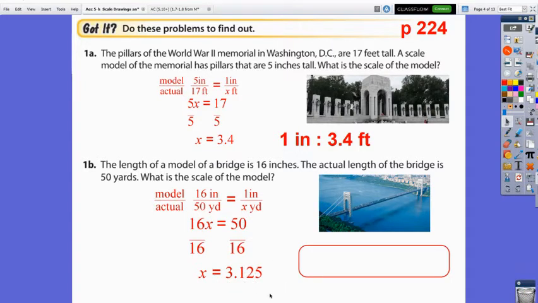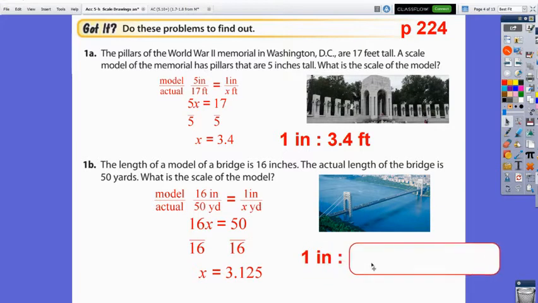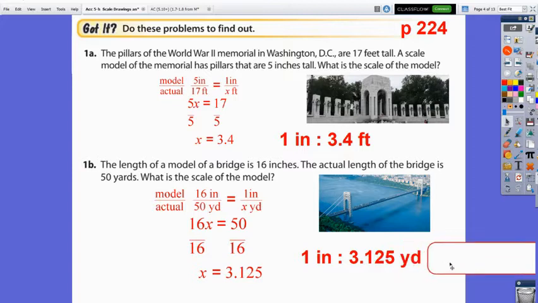3.125, or 3 1/8. 1 inch is 3.125 yards. Right? The x here is the number of yards, so 1 inch is 3.125 yards, or 3 1/8 yards.